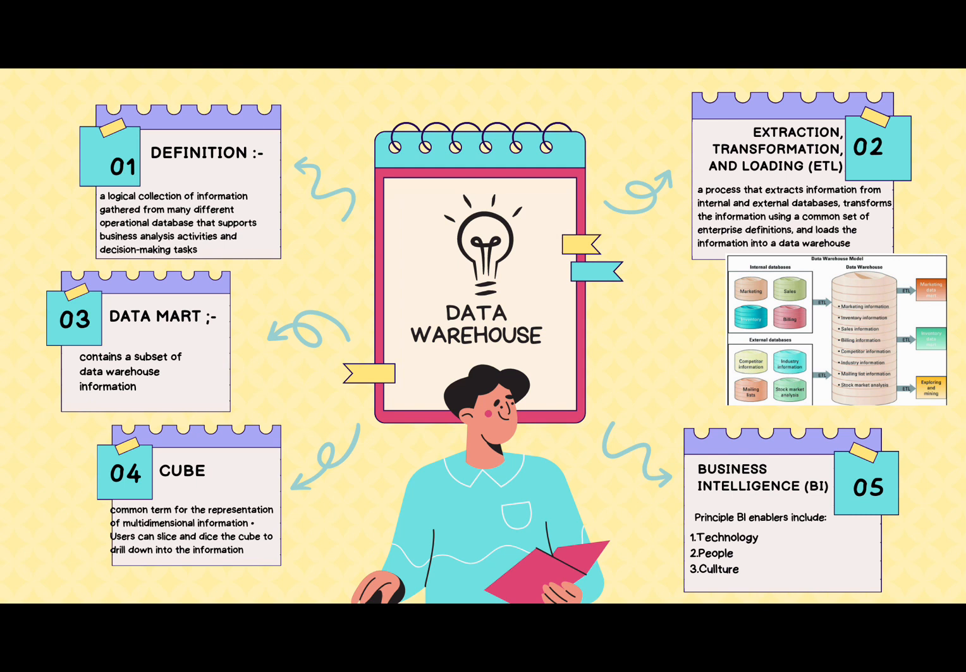Then it goes through to the warehouse, and from the warehouse it goes to the marketing data mart, inventory data mart, or exploring and mining. In a data warehouse, we also have the cube, the common term for the representation of multidimensional information that users can slice and dice to drill down into the information.